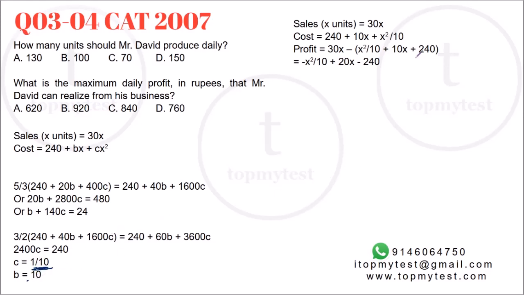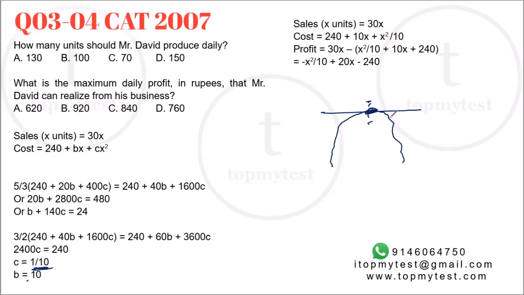Now I know the value of B and C already, so I substituted it back into the relation. You'll get the profit relationship. Profit relationship is minus X square by 10 plus 20x minus 240. So the curve, because a is negative, will open like this. You'll need to reach the high point of the curve. This will be the profit curve. So this is what you need to figure out.